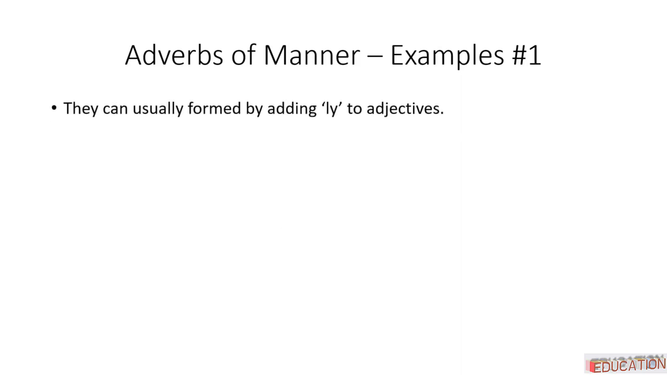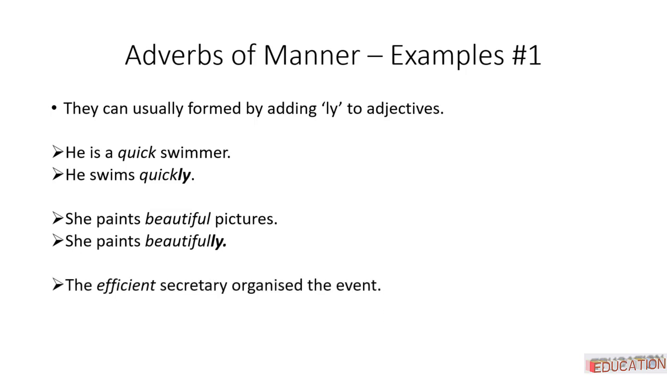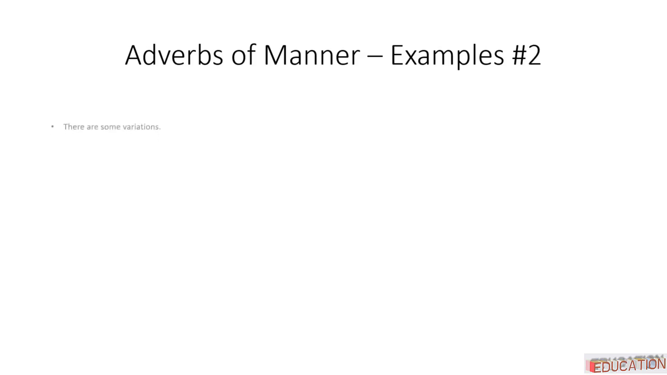Adverbs of manner are usually formed by adding the letters ly to the equivalent adjectives. So, example, he is a quick swimmer. Quick being the adjective describing the swimmer, or he swims quickly. She paints beautiful pictures. She paints beautifully. Or the efficient secretary organised the event. The secretary organised the event efficiently. Of course, we have exceptions to this. This is, after all, English.